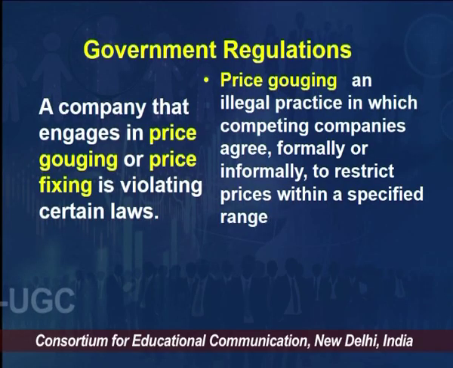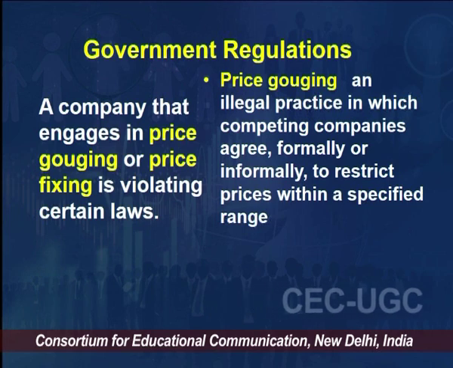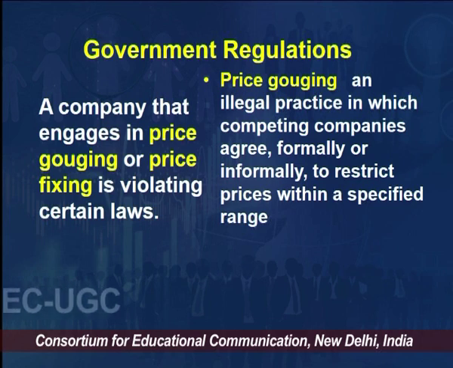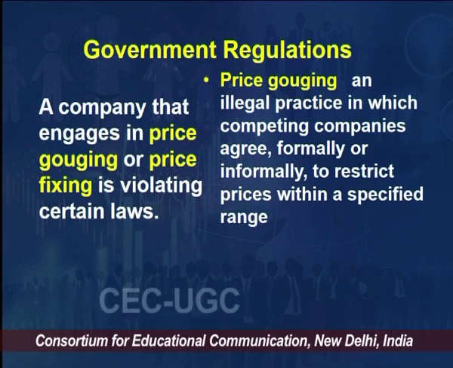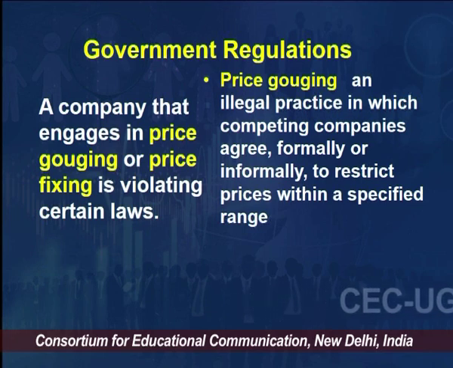So when I have to define price gouging, I would say a company which engages in price gouging or price fixing is violating certain laws. There are certain laws which you are violating. What is price gouging? First we need to understand. It is an illegal practice. First of all, you should be clear that price gouging is an illegal practice in which competing companies agree, either formally or in a tacit manner, to restrict prices within a specified range. You cannot have any such kind of agreement wherein you decide that there should not be any price change or price should be within a specified range. That is called price gouging or price fixing.